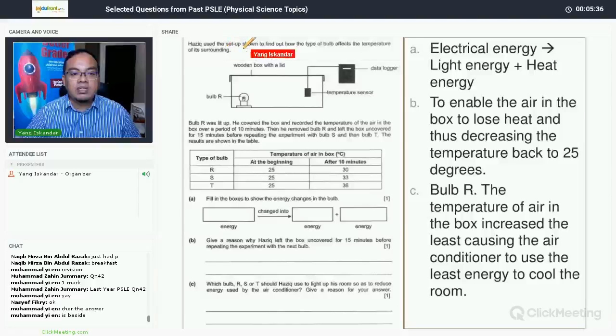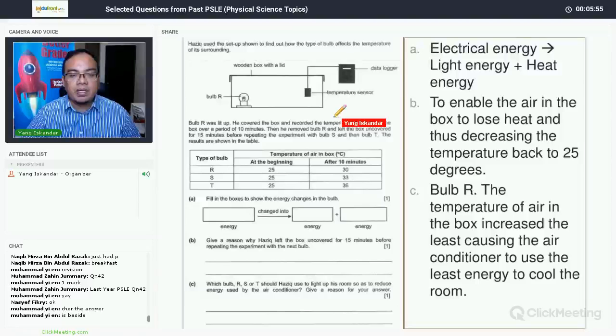So Haziq used the setup shown to find out how the type of bulb affects the temperature of the surrounding. Don't look at the answers yet, just focus on the question. Now, can you tell me, this is what we call an experiment question.